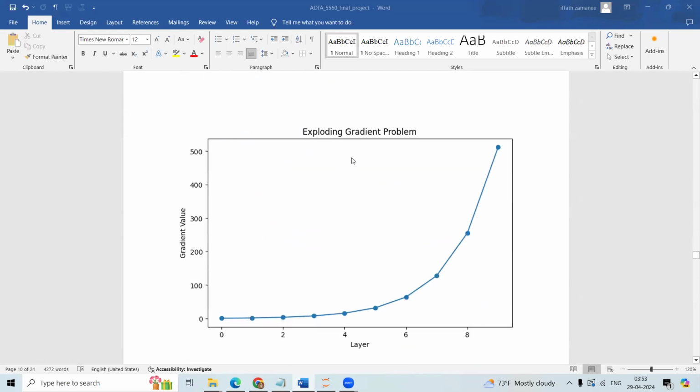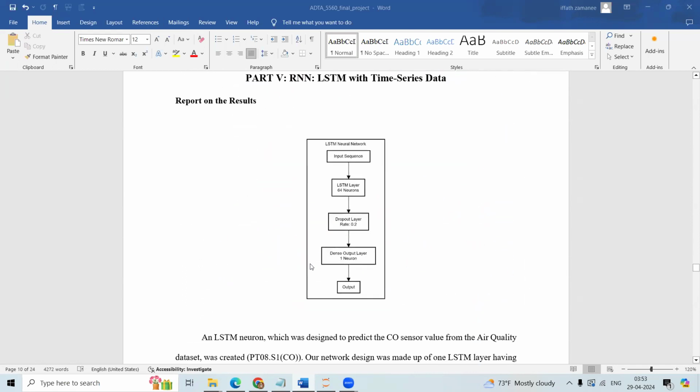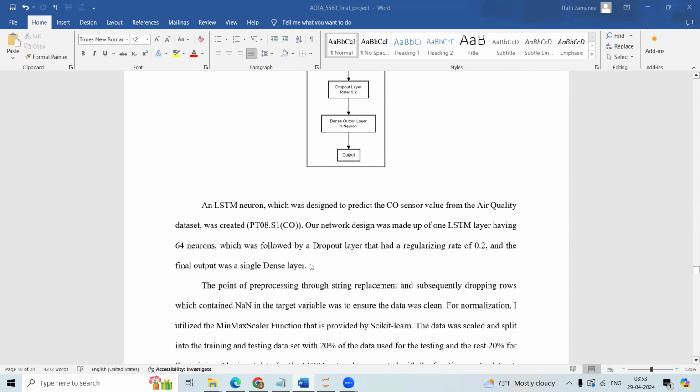And this is the exploding gradient problem. Coming to part 5, it is about an LSTM neural network which was designed to predict the CO sensor values from the air quality dataset.